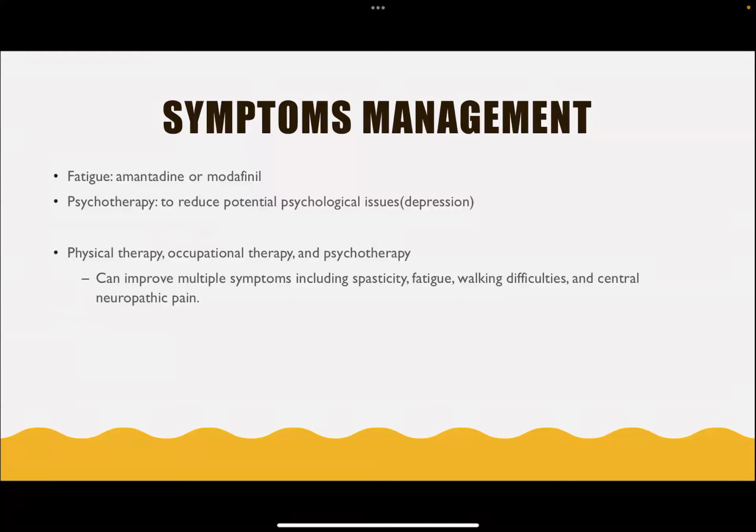Okay, coming to the fatigue. Fatigue is the most common symptom that the patient with MS will come complaining of. So we can give either amantadine or modafinil. Psychotherapy is important to reduce the potential psychological issues such as depression. Physical therapy, occupational therapy, and psychotherapy are all important in order to improve multiple symptoms that a patient with multiple sclerosis suffers from, such as the spasticity, fatigue, walking difficulties, and central neuropathic pain.